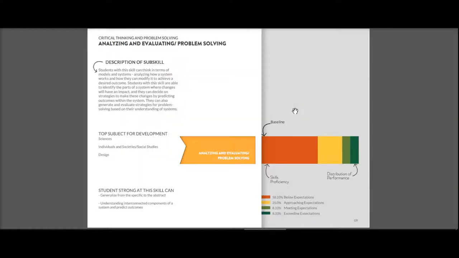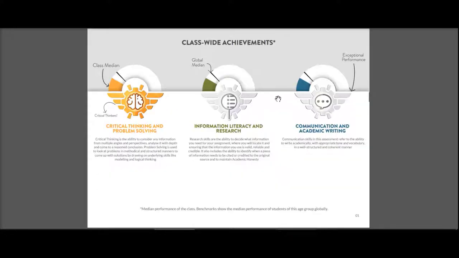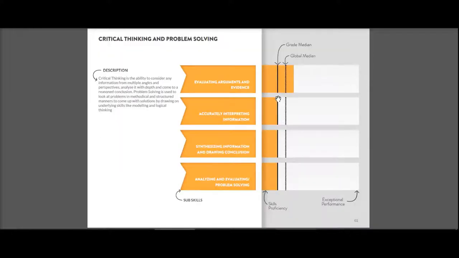Data for 10 subskills is available. Similarly, this data is also available for every class. For example, if you have 6ABC within grade 6, you can see how different classes might be doing and use this to inform class teachers. Here it gives you two pieces of information, the grade median as well as the global median, and how the class is doing against those two benchmarks.